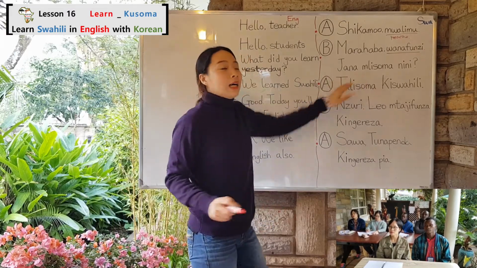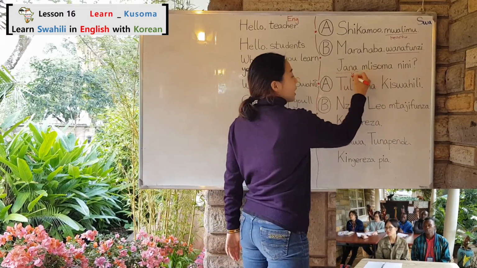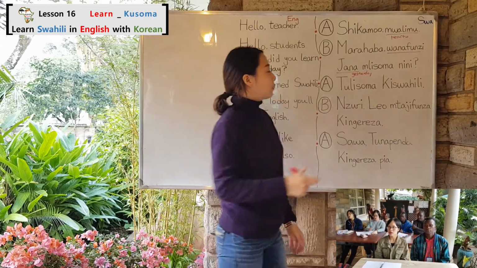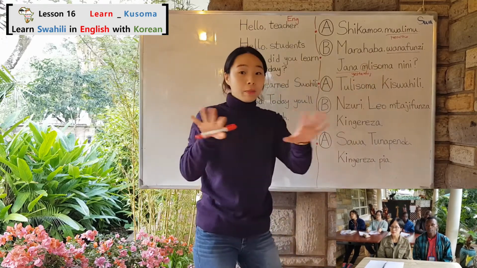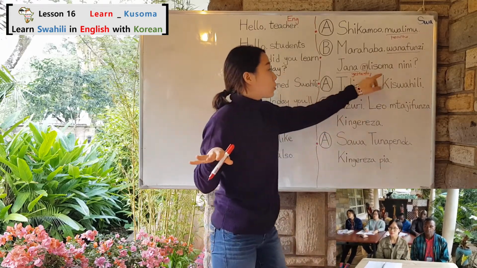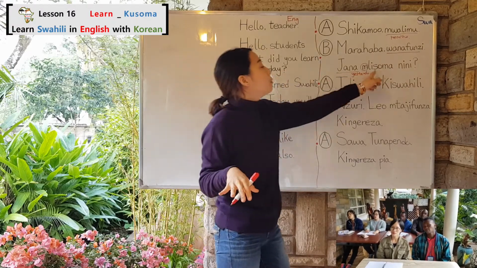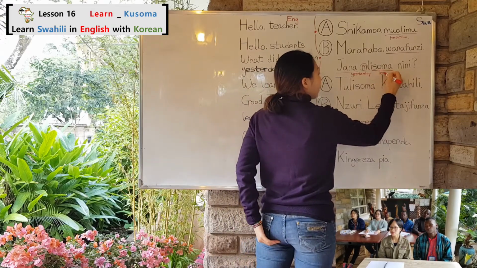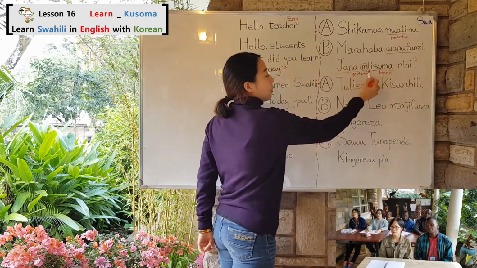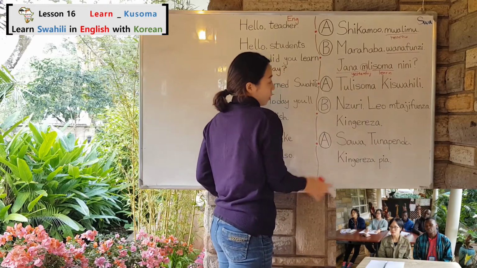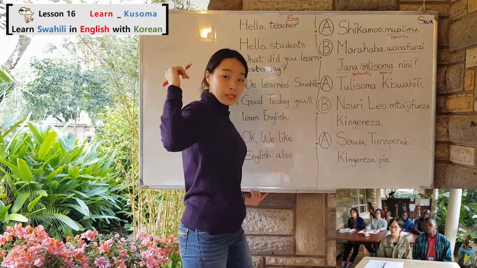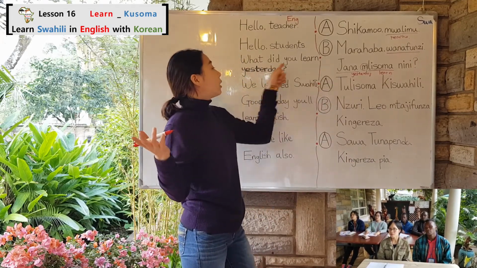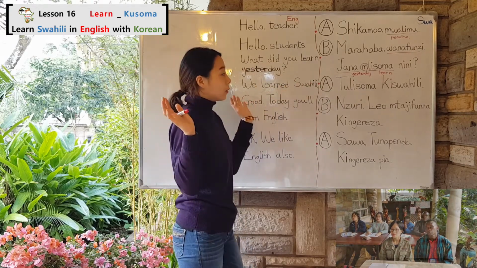Then, Jana. Jana is yesterday. Follow me. Jana. Jana. So when you guys, what did you learn yesterday? Mlisoma nini? So this soma will be learn. Li, do you remember I say li is past tense, right? Past tense. So it will be Jana mlisoma nini? It will be what did you guys learn yesterday, right?